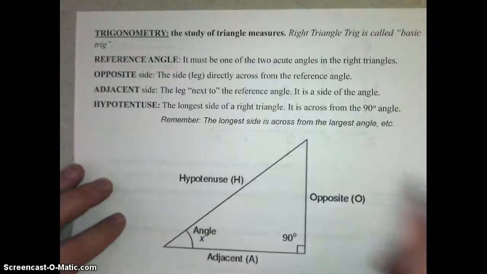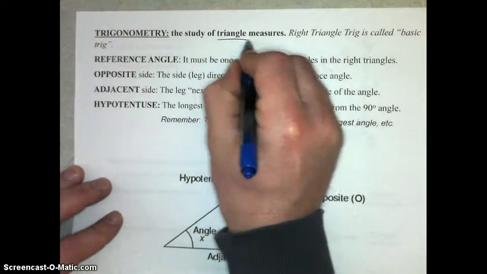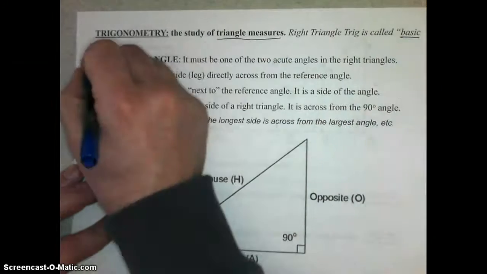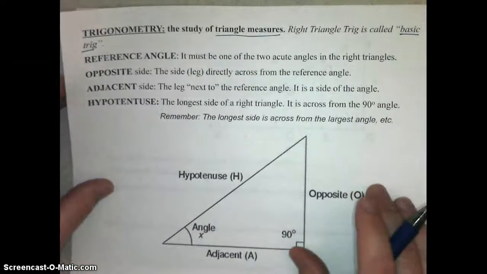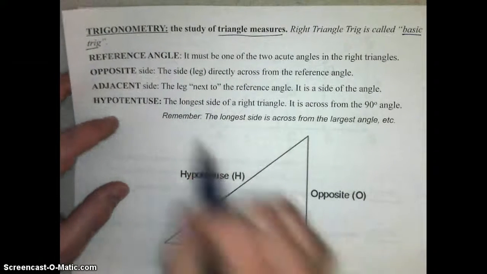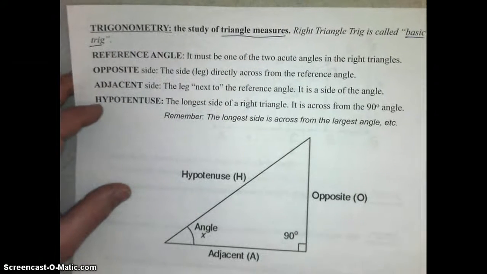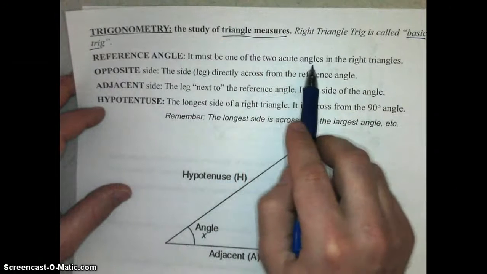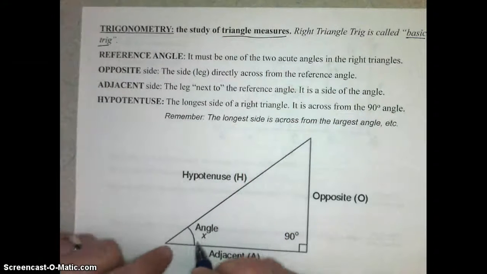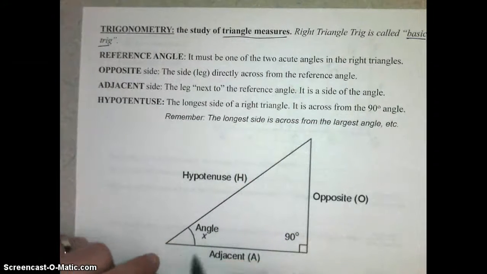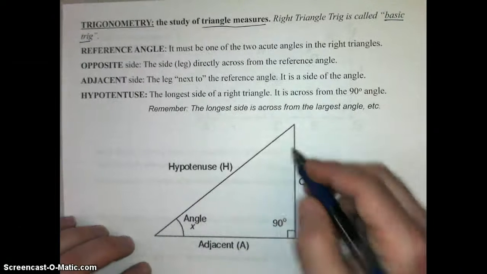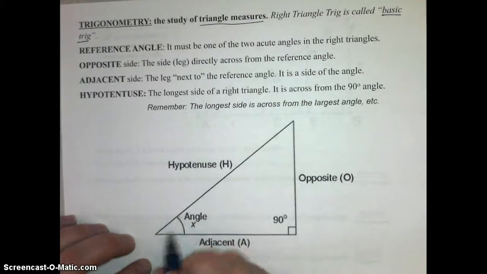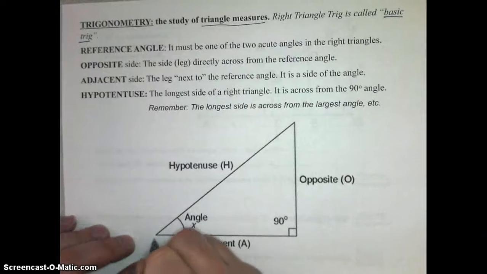So here's what trigonometry is. It's a study of triangle measures. And in right triangles, trigonometry is called basic trig, and we will abbreviate that as trig. It just shortens it a lot. So in all of these ratios we talk about, we're going to have a reference angle. It has to be one of the two acute angles in the right triangle, and so this would be our reference angle that we've marked in this picture. I could have just as easily marked this one instead, but we're going to call it angle X. We're going to use this angle measure as our reference angle.